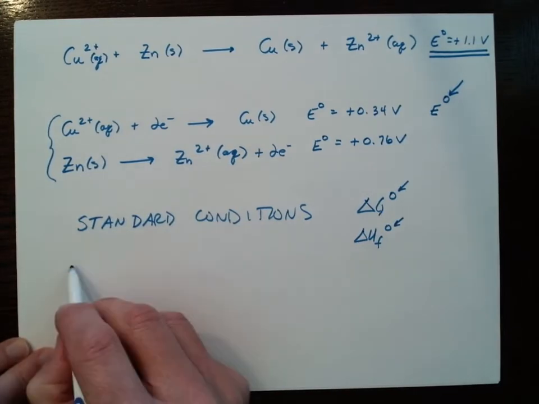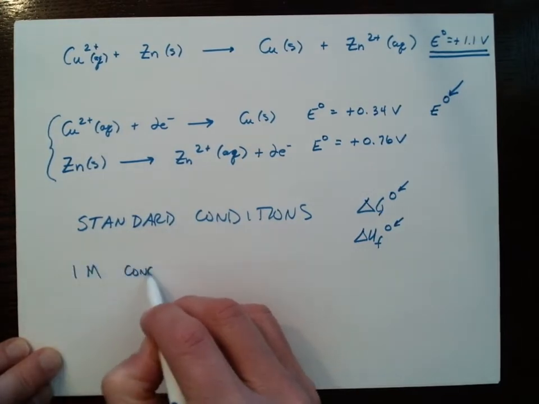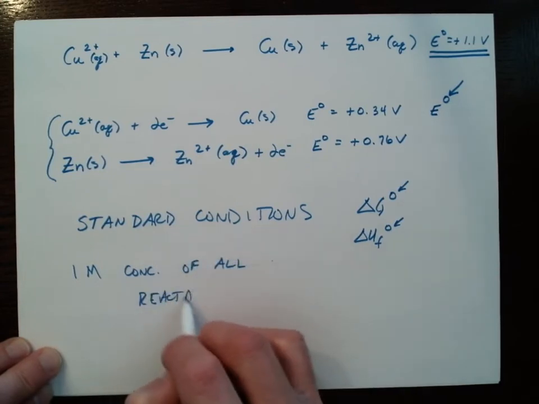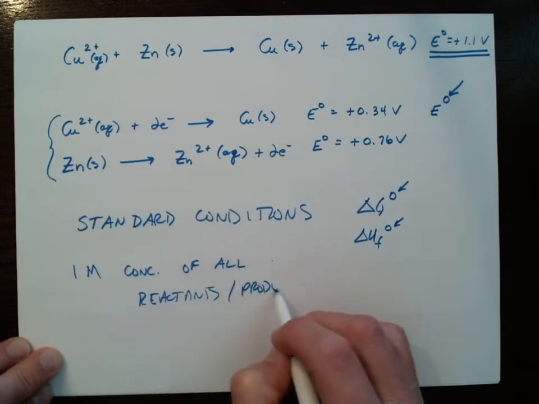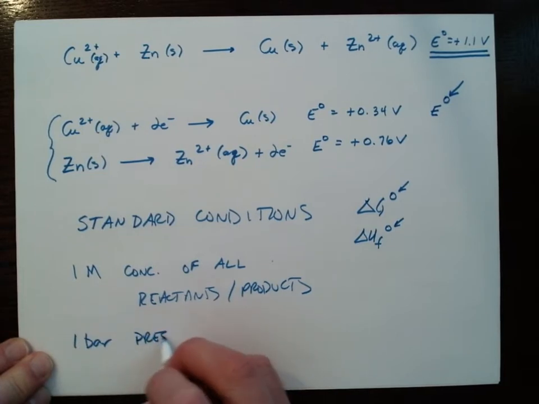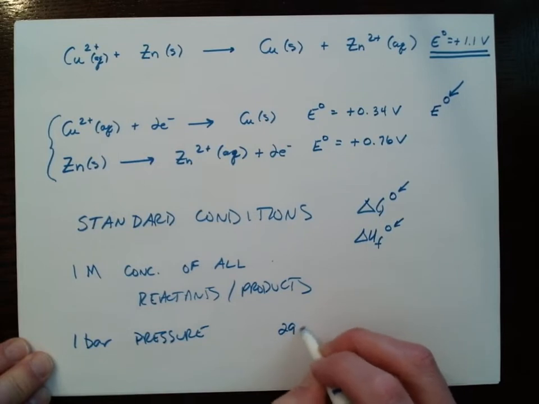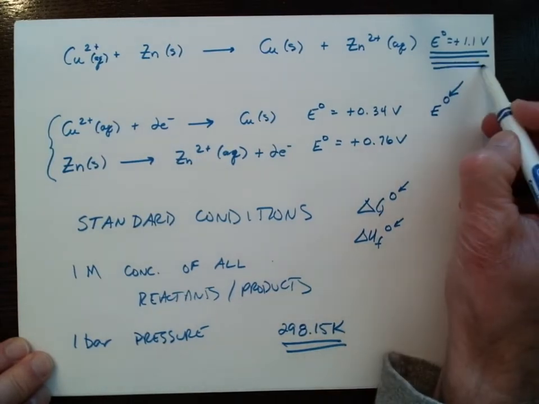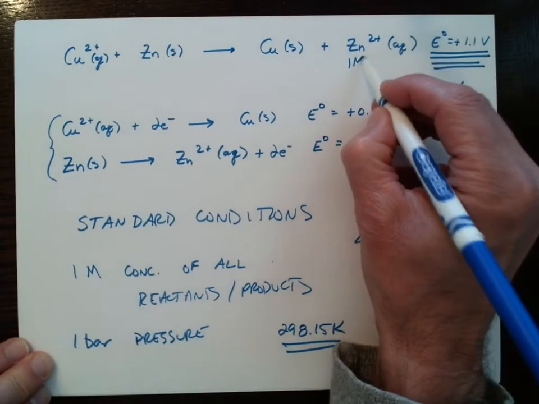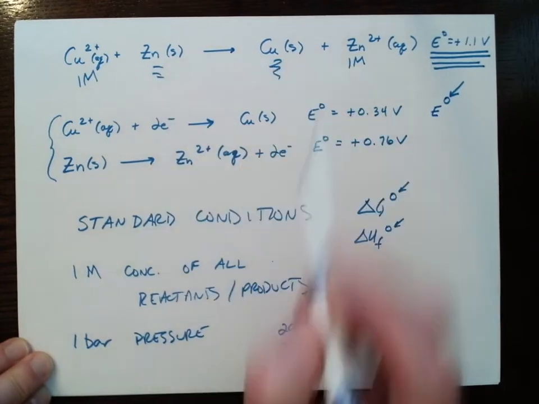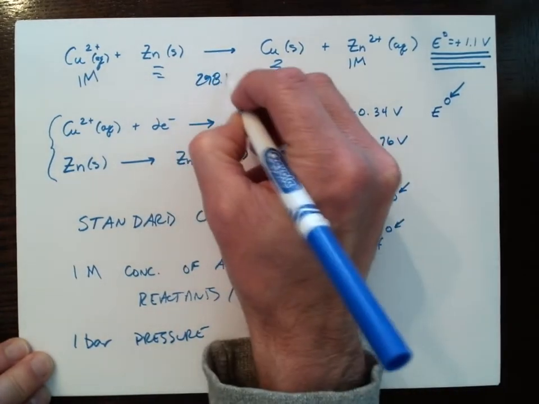And standard conditions means 1 molar concentration of all reactants and products. Or if it's a gas that we're dealing with, 1 bar pressure. And it also means a temperature of 298 Kelvin, 298.15 if you want to get real specific. So this cell potential that we calculate only really counts if I've got 1 molar zinc ion, 1 molar copper 2 ion. These don't matter because they're solids, right? And if the reactions run at 298.15 Kelvin.